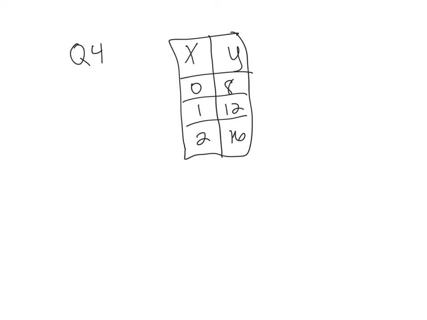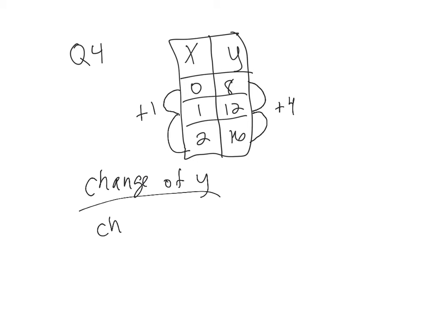For question 4, we're going to be finding the slope using a table. So the way I like to find slope using a table is to figure out what is the change to get from 8 to 12 and 12 to 16. You'll notice both times you're adding 4. How are our x's changing? Well, to get from 0 to 1, you're adding 1. 1 to 2, you're adding 1. So slope is equal to the change of y over the change of x. I mentioned that at the start of question 2.